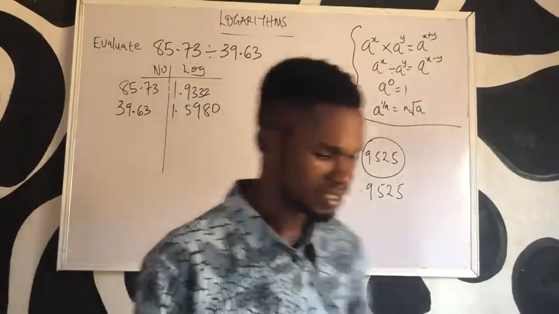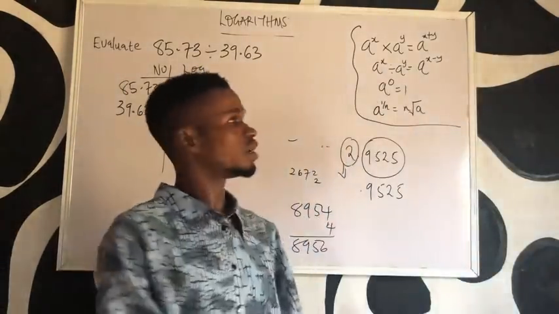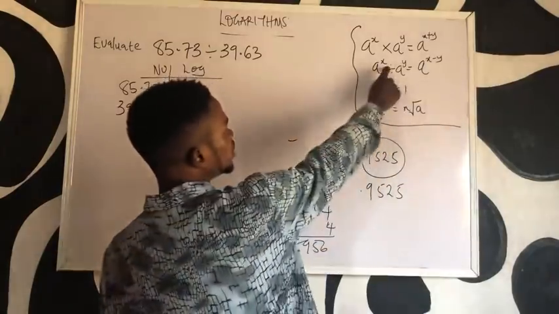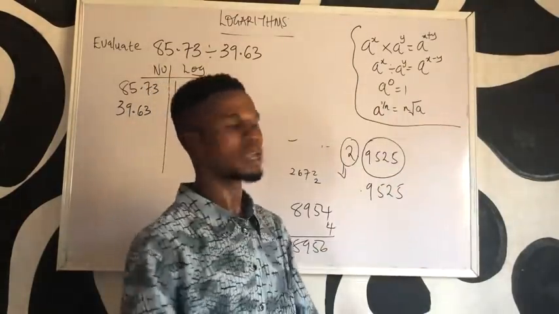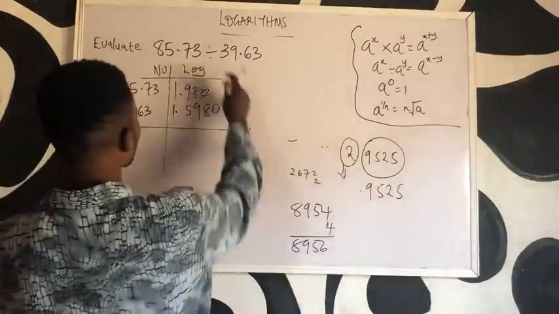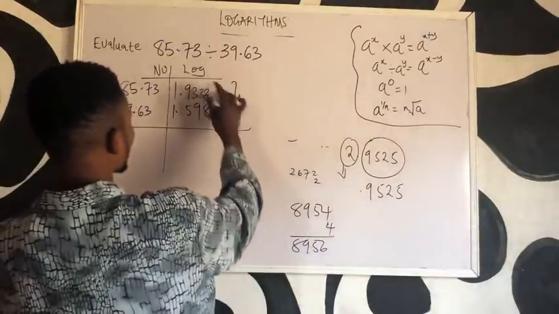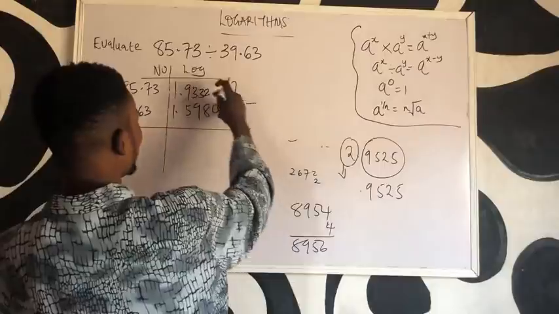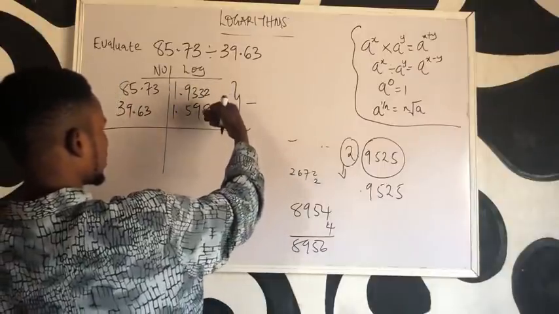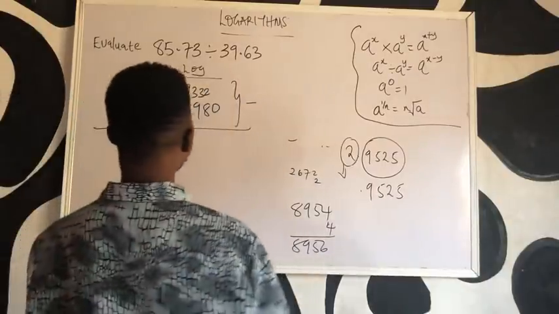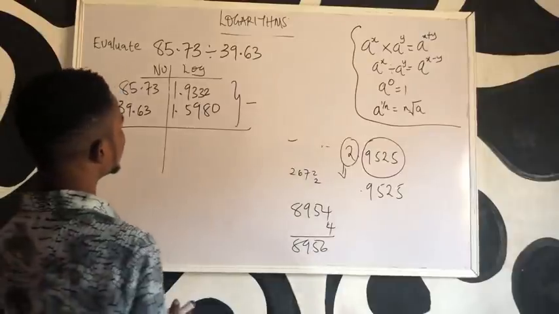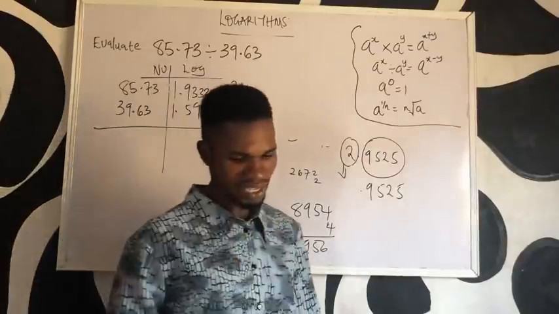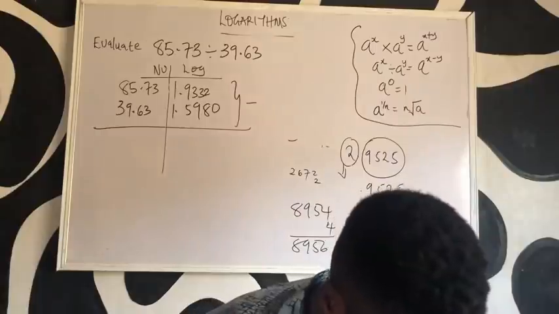Now, construction of logarithm depends on application of the law of indices. Division turns to what? Minus. This is division. You have to subtract this from this. So 1.9332 minus 1.5980 from our calculator.